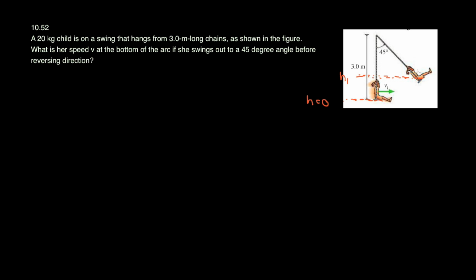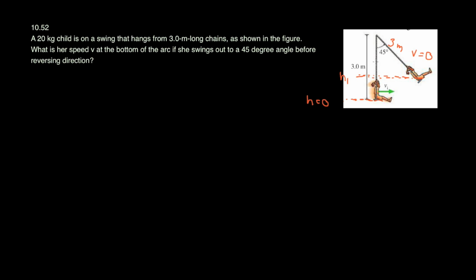And then also at this point, she's going to have a velocity equal to 0, right? Because she's not moving anymore. She's not going to have all of her kinetic energy at this point. It's going to be transferred over into potential energy. So the first thing we need to find is this h1 right here. And so we know this angle, and we know the length of this chain, which is going to be 3 meters.